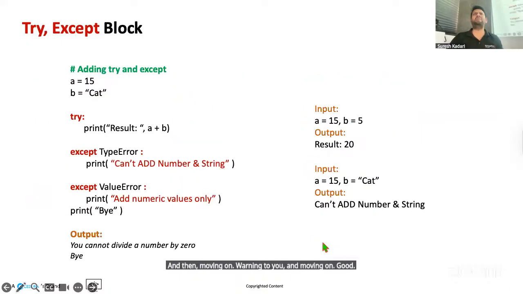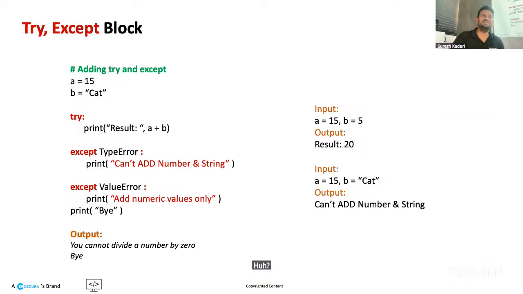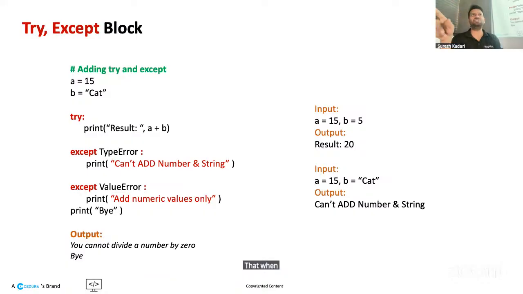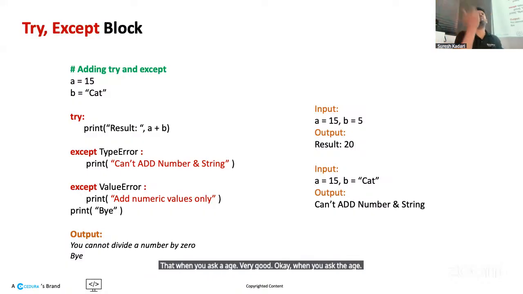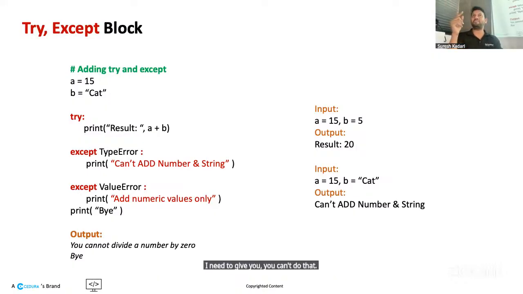Did you notice any application where you give something and it tells you that you can't do that? Excel pop-up. What does it do when we enter data validation? Data validation. Very good. In data validation, you created that when you ask for an age, you enter your number, it is validated, and it tells you, you can't do that. Phone, yes. Very good example.